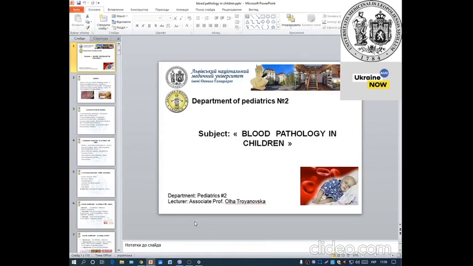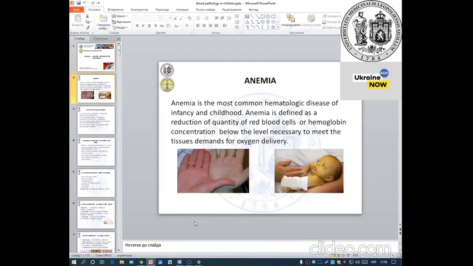Anemia is defined as a reduction of red blood cells quantity or hemoglobin concentration below the level necessary to meet the tissue's demands for oxygen.